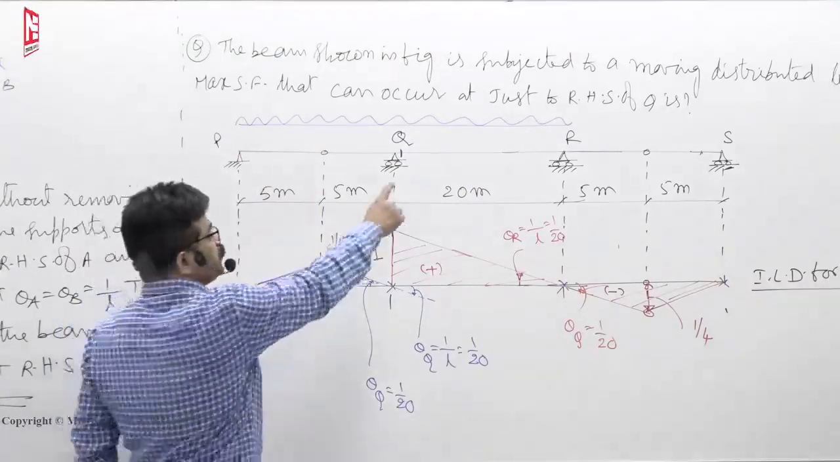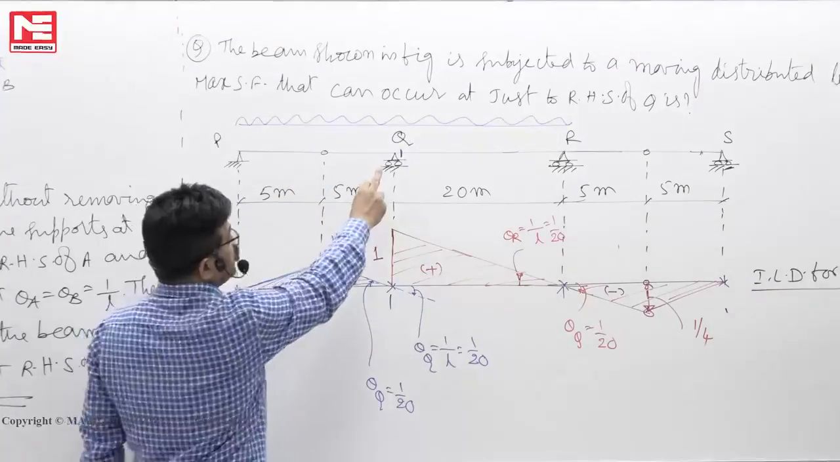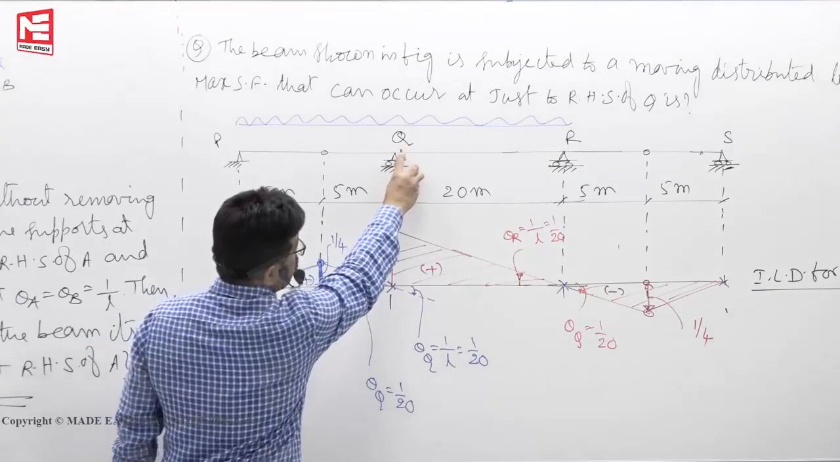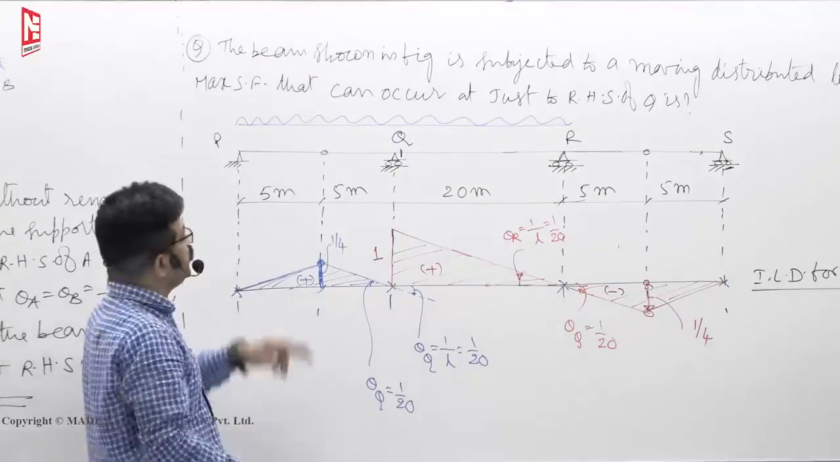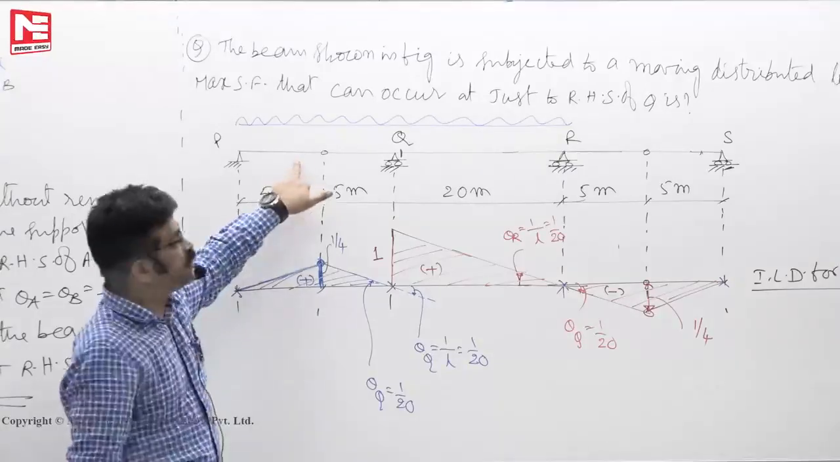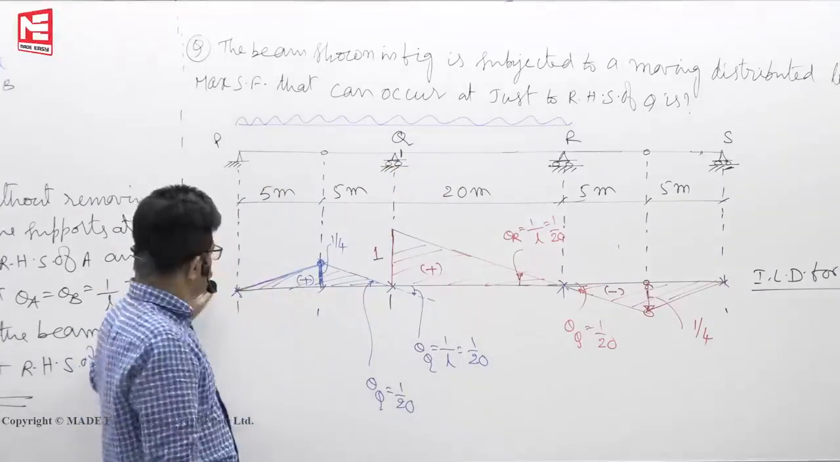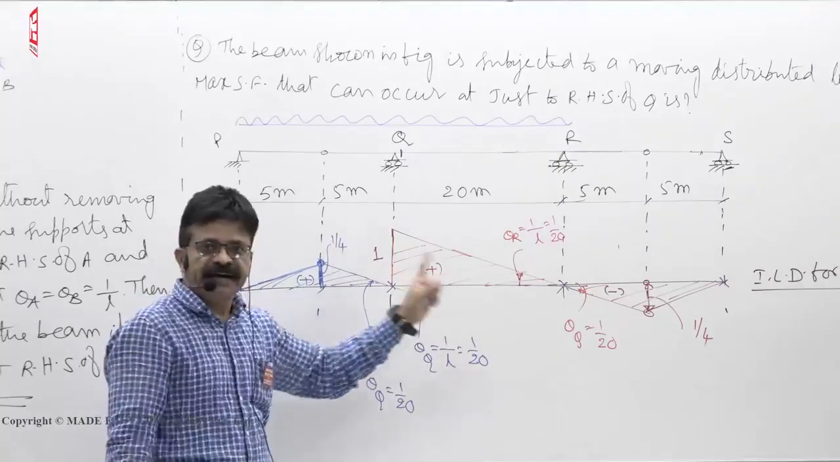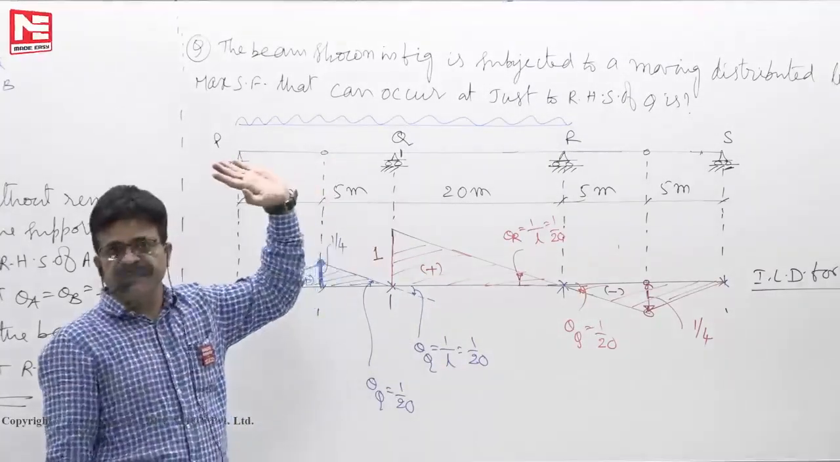Then you will get maximum shear force at RHS of Q. Then you may get a doubt: if you want to find shear force at RHS of Q, keep the load here only. Why are you keeping it here? Even if I keep the load here also, there is a positive shear force at RHS of Q. This blue color, red color ILD, this entire thing is for shear force at RHS of Q only.